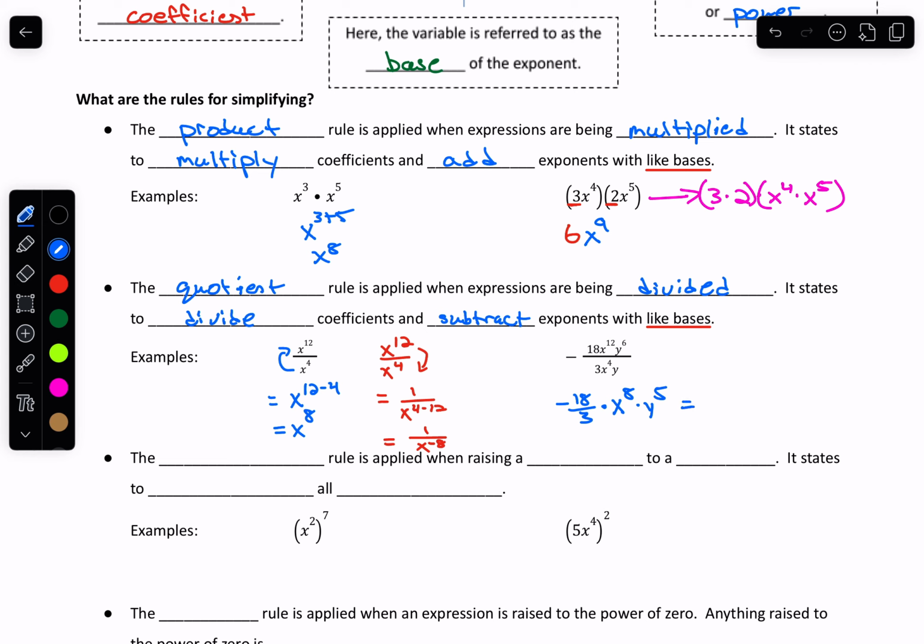If I simplify that, that's going to be negative 6 x to the 8th, y to the 5th, where all I'm doing is dividing the 18 and the 3, but including that negative sign in front. I'm subtracting the exponents on the x's to get 12 minus 4 is 8, and I'm subtracting the exponents on the y's to get 6 minus 1 is 5.